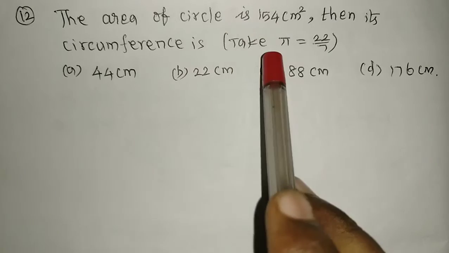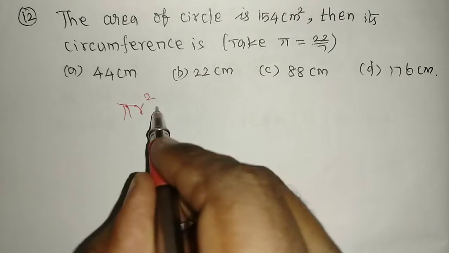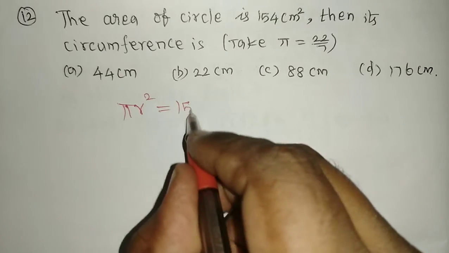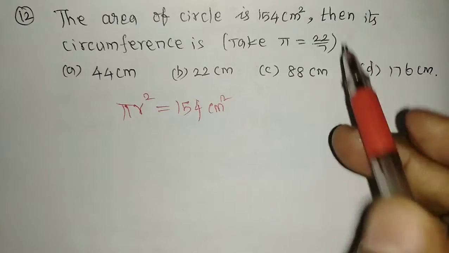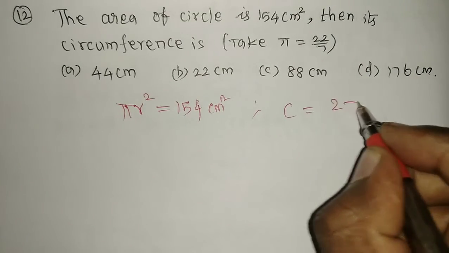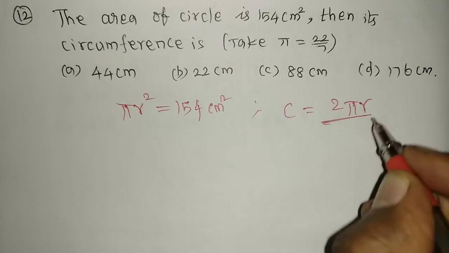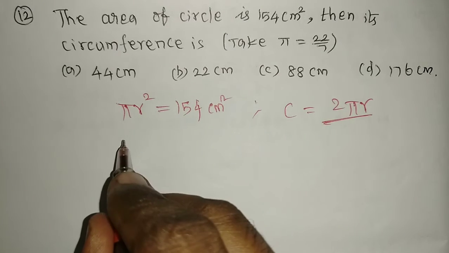The area of the circle is 154 cm². The area of a circle formula we know very well: πr², which is equal to 154, is given. Then its circumference. The circumference we know is 2πr. So we need to find this, and for this the radius is required. So from this I am going to find the radius.